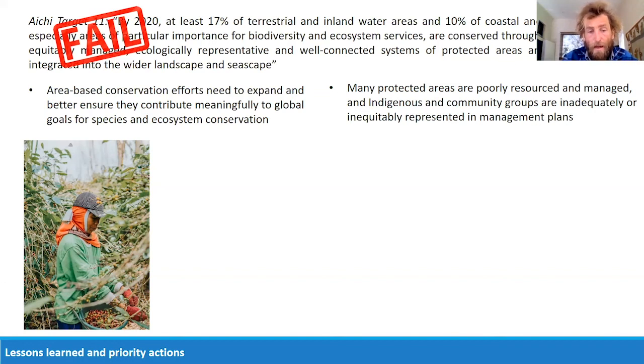In cases where meeting OECM criteria will require some adaptation of livelihoods, we need to take great care in developing alternative livelihoods and ensuring those alternatives can actually deliver tangible benefits to resource users. And also ensure that those alternative livelihoods retain the biodiversity benefits of OECMs as well.